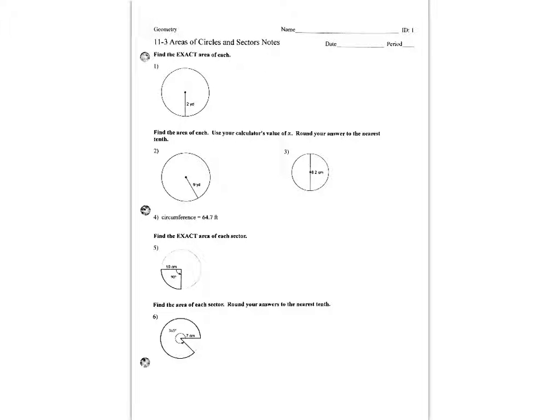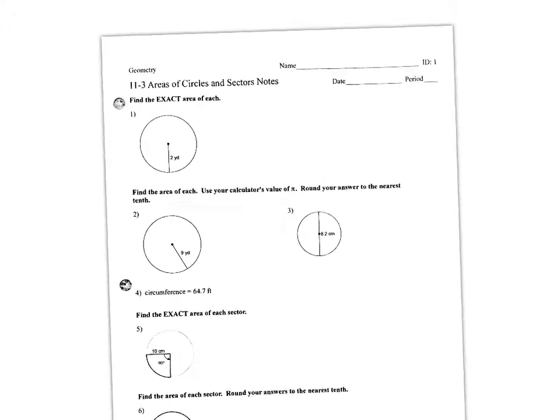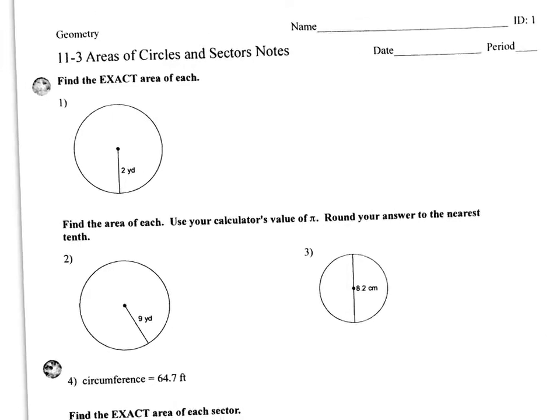All right, 11.3 is area of circles and sectors. Now, one of the things you're going to need to do here is pay real close attention to the directions. Make sure you read them carefully. And we had dealt with circles in chapter 10, so some of this will be familiar in terms of what we're using here.